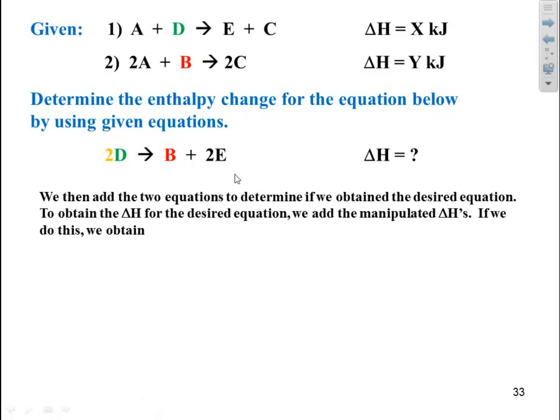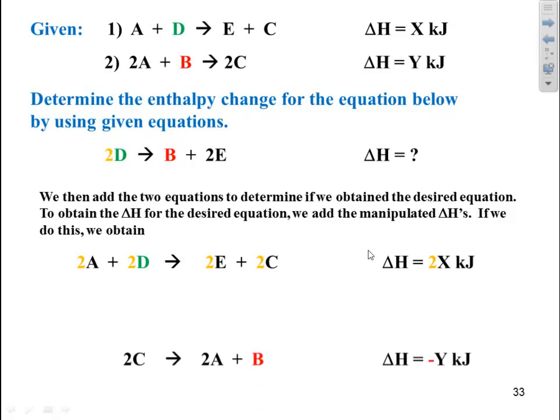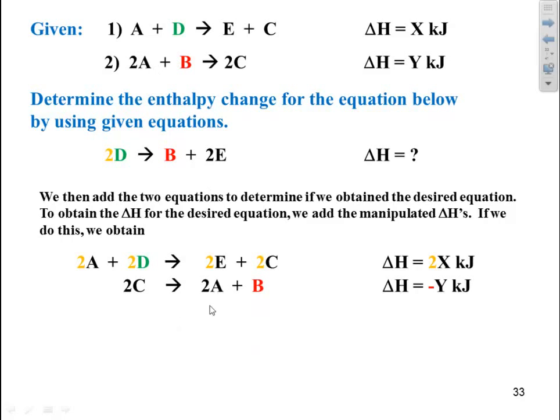So, we then add the two equations to determine if we attain the desired equation. To obtain the delta H for the desired equation, we add the manipulated delta H's. If we do this, we obtain the following. We took the first one, remember, and we multiplied everything by 2, including delta H. The second one, we took that and flipped it and changed the sign. Let's add the two equations.